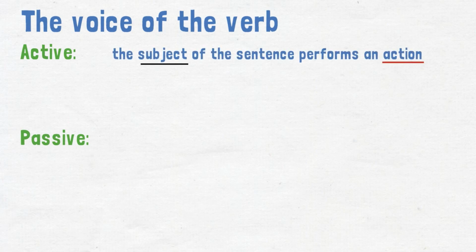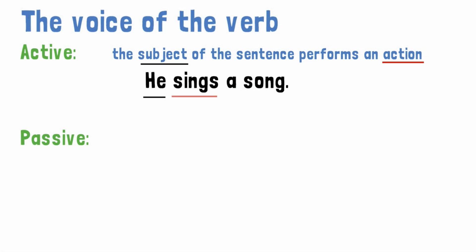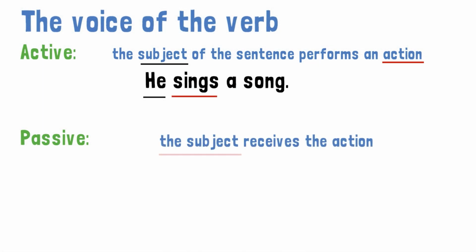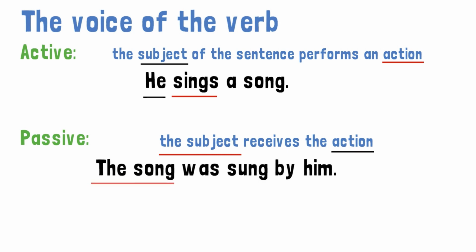Verbs also have 2 voices, active and passive. In active voice, the subject of the sentence performs an action, he sings a song. In this case, he is the subject and the action is singing. In passive voice, the subject receives the action. For example, the song was sung by him.